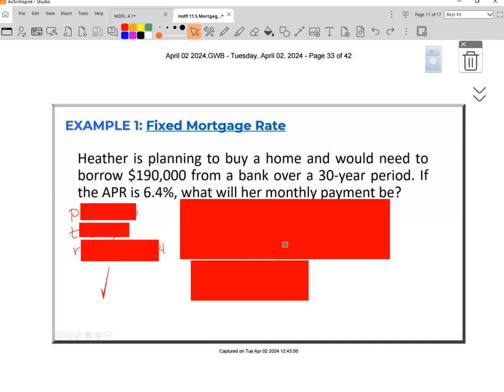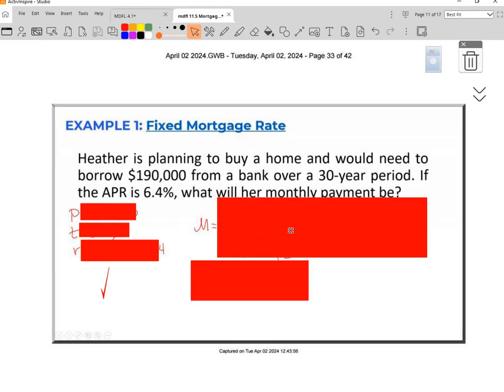So our first question, the one we're going to work together, is an example concerning a fixed mortgage rate. Heather's planning to buy a home and would need to borrow $190,000 from a bank over a 30-year period. If the APR is 6.4%, what will her monthly payment be? So just like when we did these before, I would like for you to identify the parts that we know, the parts that we don't know. The part that we don't know is the M. That's the monthly payment, right?